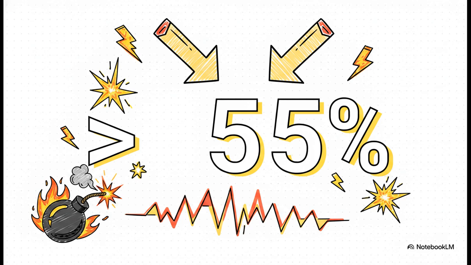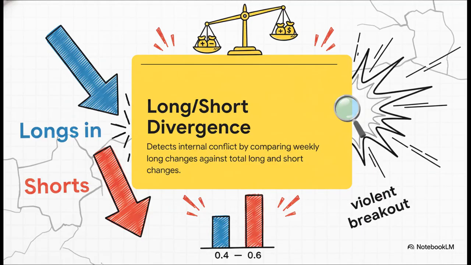Any sudden directional move is going to trigger a massive cascade of repositioning, and you are definitely not going to see this level of danger by just glancing at the net position. Next up in the toolkit is the long/short divergence ratio. This specifically detects internal conflict by comparing the weekly change in longs against the combined weekly change in both longs and shorts. If you get a reading between 0.4 and 0.6, you better be paying attention.